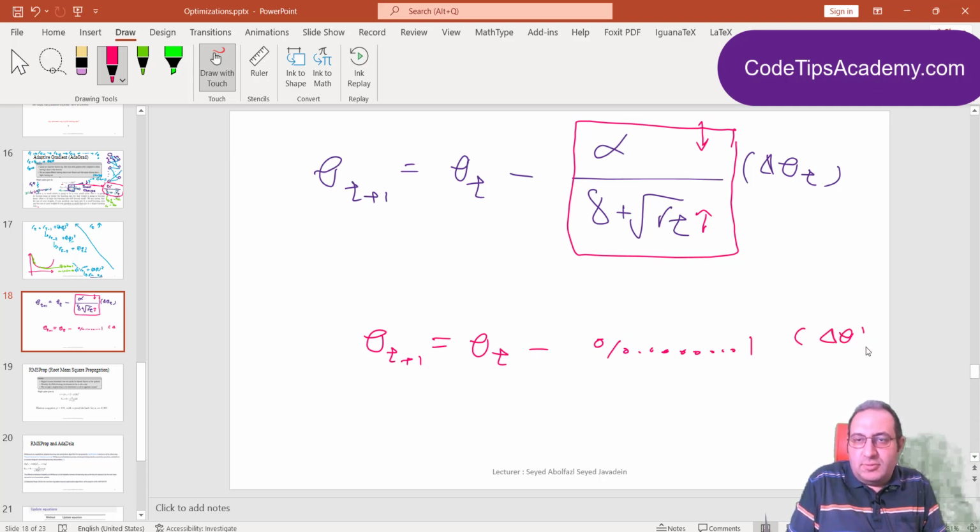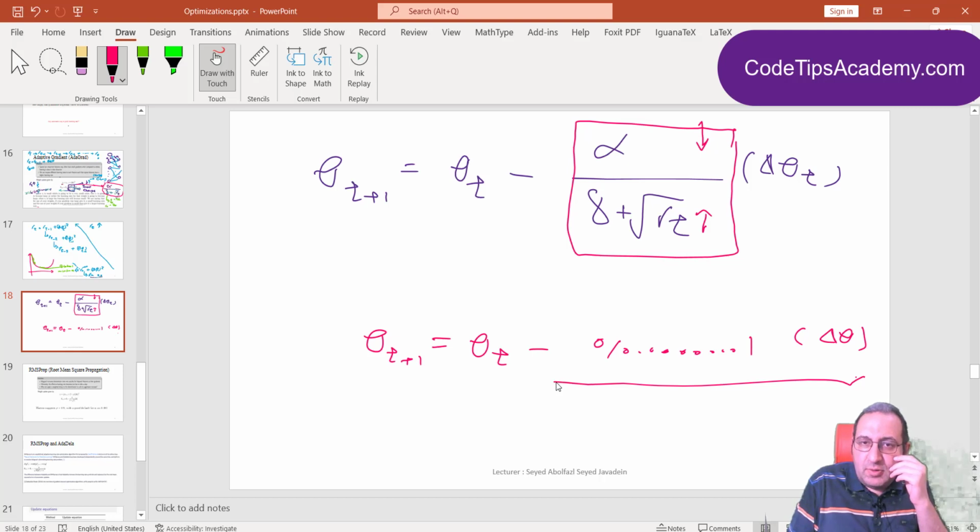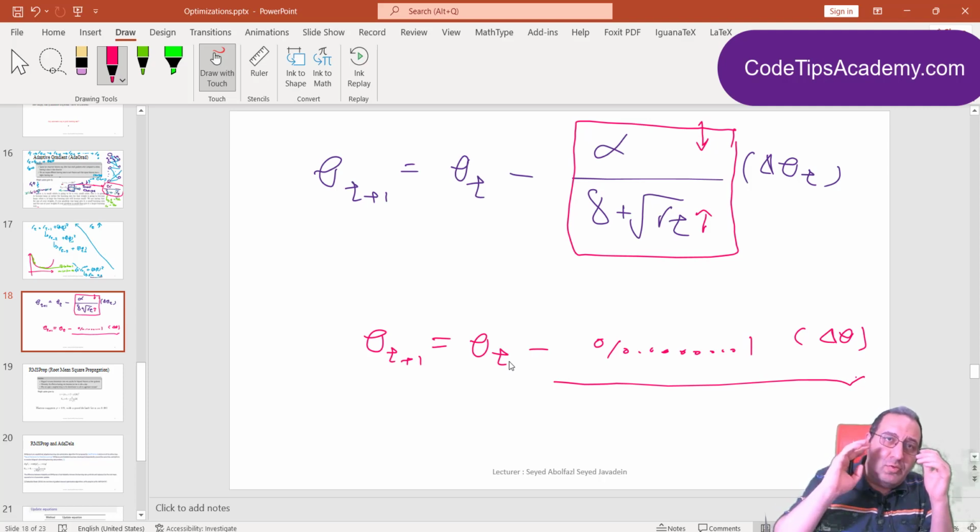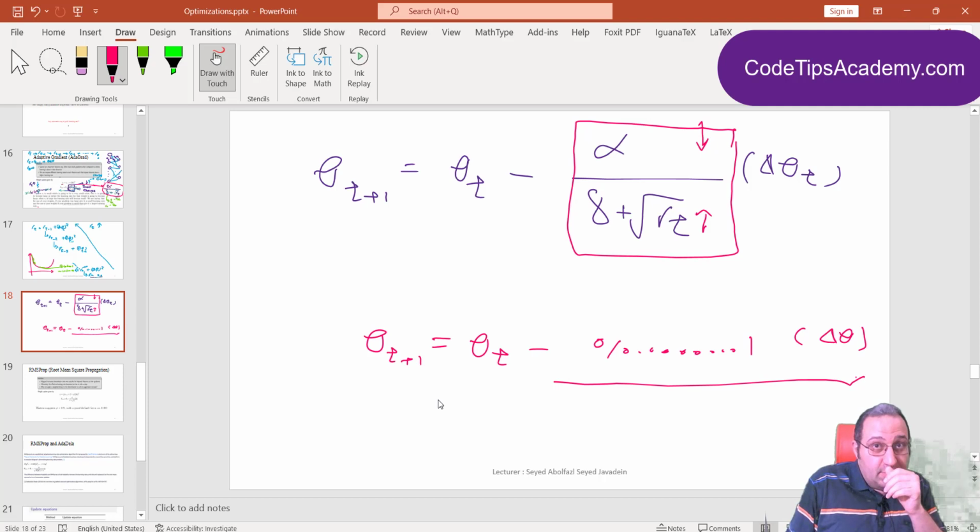This means that when we go forward after many steps, we have very small changes in the steps, very tiny steps, and this will lead to vanishing gradient because we don't have much amount of change toward the global minimum. And this is the problem of AdaGrad.